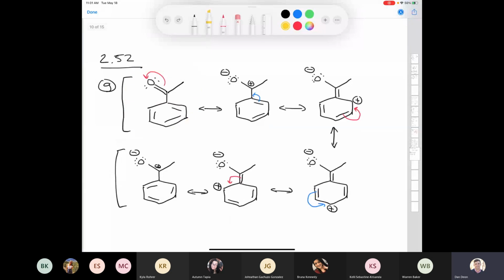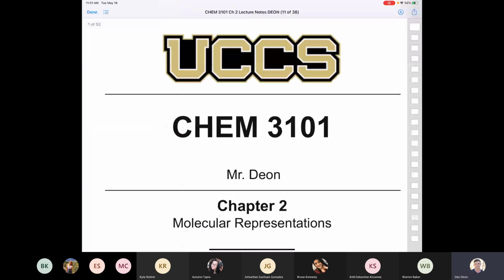So again, you've got to be able to recognize the patterns for resonance arrows in order to draw resonance structures properly. Well, I want to cover one more section that deals with resonance structures.